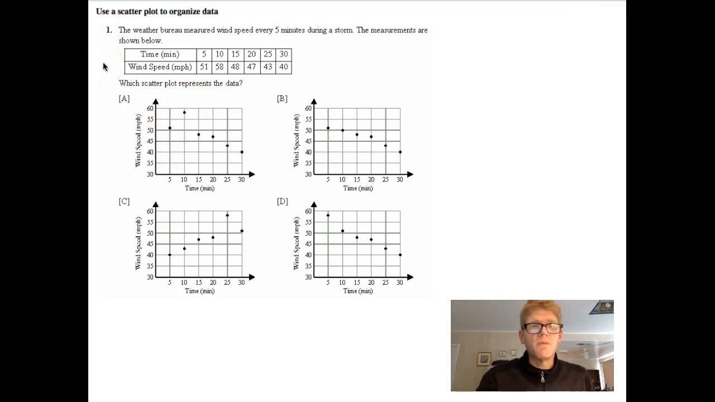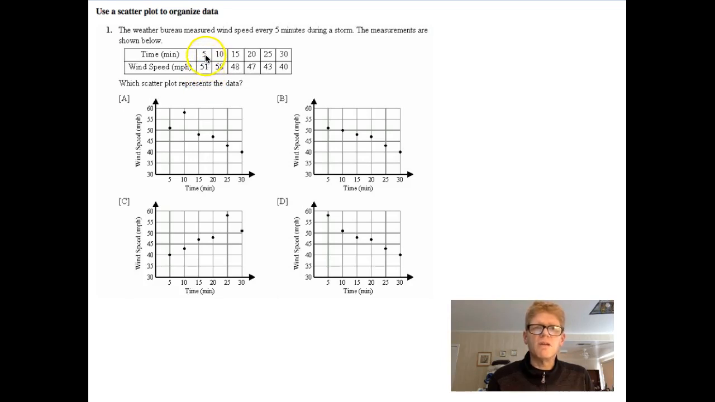Scatter plots are a really important part of statistical data and analysis, and they're pretty common. So let's get started. The Weather Bureau measured wind speed every 5 minutes during a storm. The measurements are shown below, and here we're given our different values of our data. Which scatter plot represents the data?